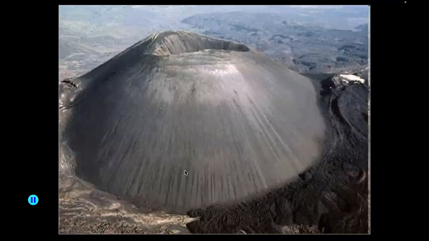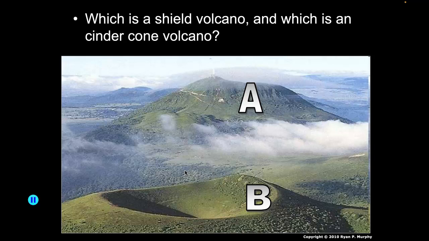And they can be very large. Okay, so we have two dormant volcanoes. Dormant just means that they haven't erupted in a long period of time, so they have greenery all over them. We have to figure out which one is a shield and which one is a cinder cone volcano. You can pause the video for a moment and think.